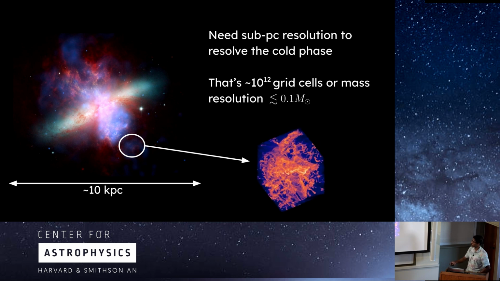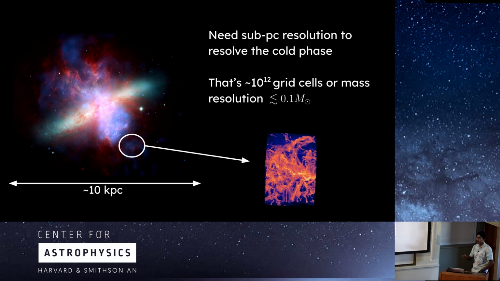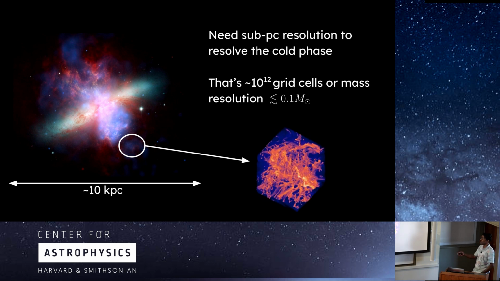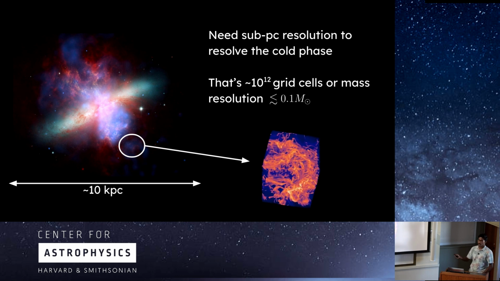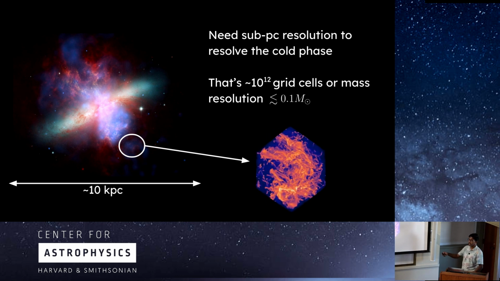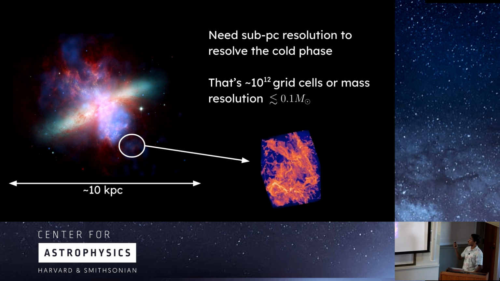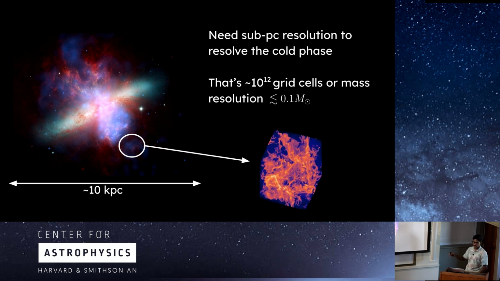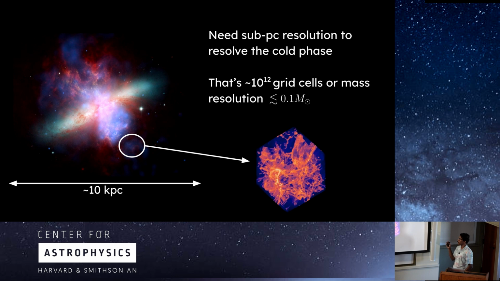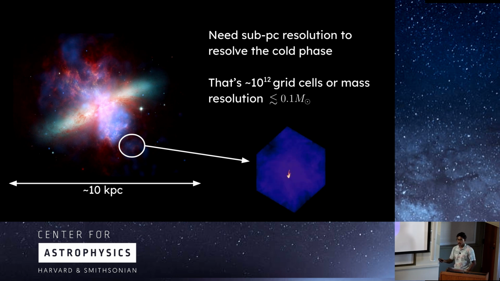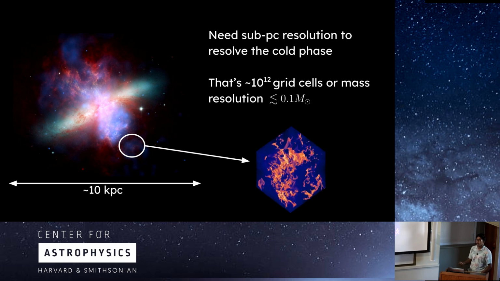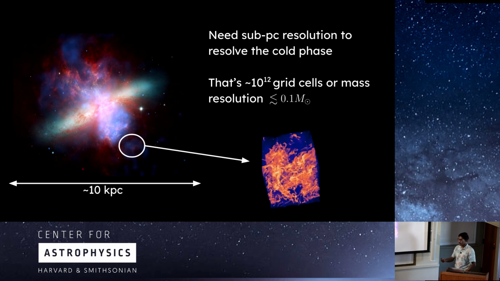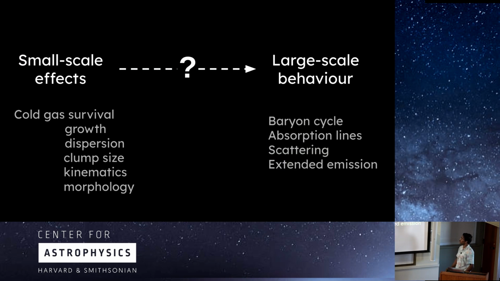From smaller scale simulations, we know that if you want to get the cold gas behavior correct, you might have to go up to sub-parsec scales. You might have to resolve sub-parsec scales in the CGM, in the hot gas, or you need your mass resolution to be very small to have converged behavior. And that poses an issue because then you have an absurdly high number of grid cells. So it becomes very hard to do it in a larger scale scenario.